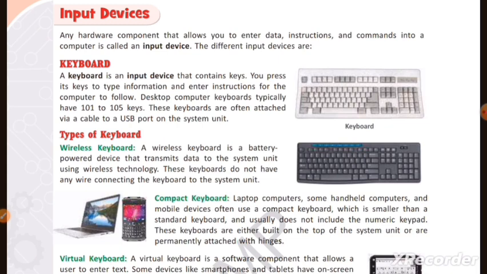A keyboard is an input device that contains keys. Means a keyboard is an input device that consists of keys. Here we can see different keys: space bar, enter key, backspace key. These are examples of keys given on the keyboard. You press the keys to type information and enter instructions for the computer to follow. Means we press the keys so that the computer follows those keys as the instructions.